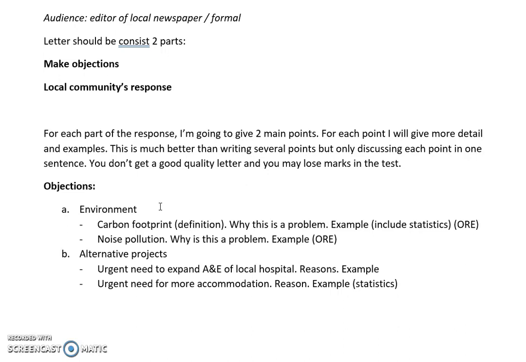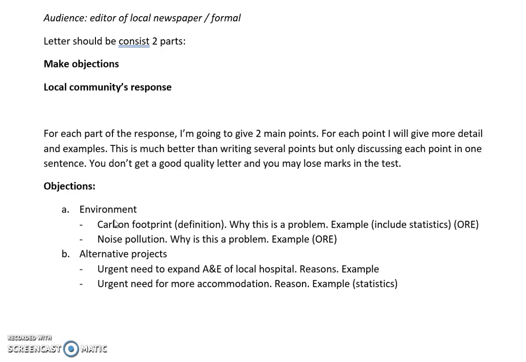So again, this is personal. My first objection is going to be regarding the environment. In my very first paragraph in a letter, that's where we introduce why we are writing this letter. That's the introduction. So this, which is the environment, is going to be paragraph 2.